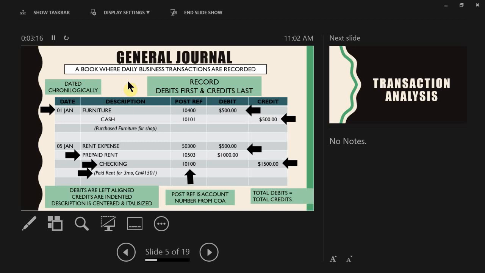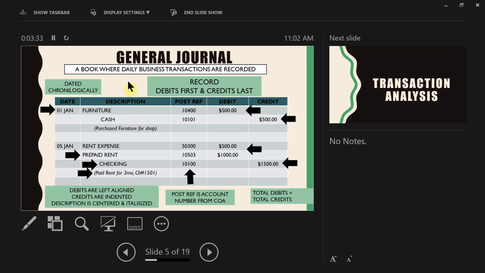A general journal is basically a book where you just record your daily transactions. Simple as that. It's a book that you carry around. It could be a journal. It could be just anything as long as you only keep your transactions in there. Okay.